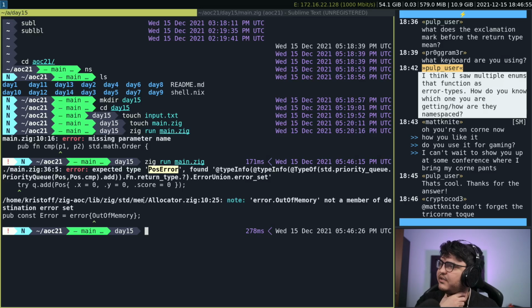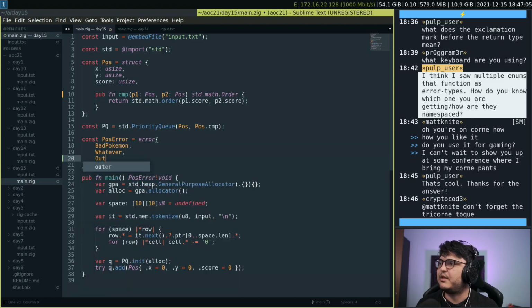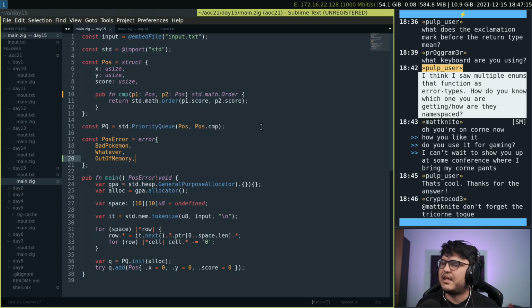Oh no, it does. It's underneath here. Note: error.OutOfMemory is not a member of the destination error set. It tells us. Nice. So after this error, you can say, okay, so it turns out that actually out of memory is something that I need to think about, and now it works. Yay. But normally you don't want to do this bookkeeping explicitly.